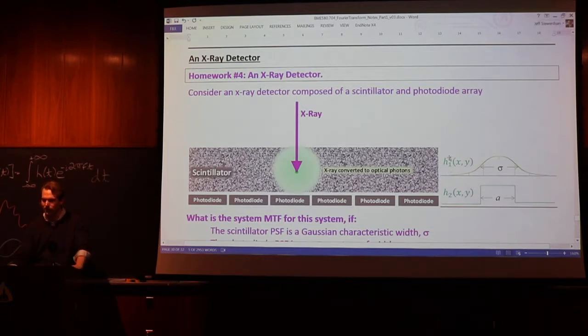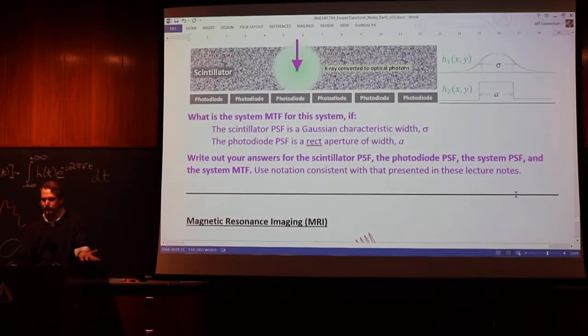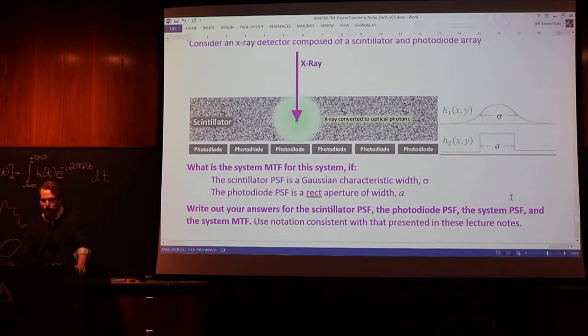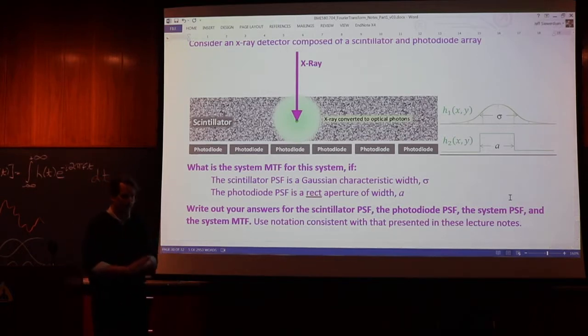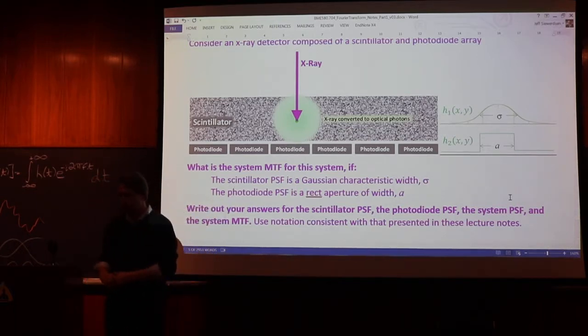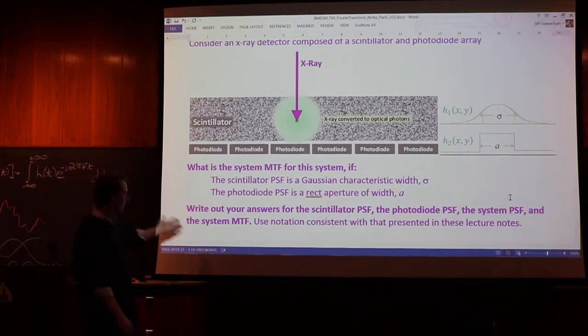There are two systems here. One, with a point spread function of H1, this sort of smooth blurring function of light propagating in the scintillator. And then this H2, just these little photodiode apertures, which are little rectangular optoelectronics. So I've described H2 as a rect. Well, this is the easiest one yet, right? What is the system MTF? If the PSF for H1 is a Gaussian and the PSF for H2 is a rect, blurt it out. What is the MTF of that system?